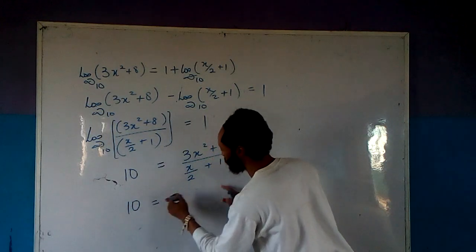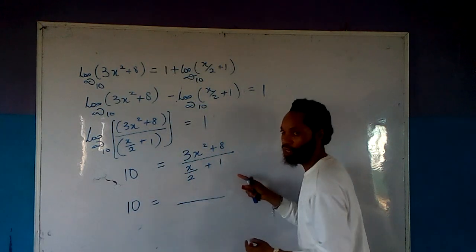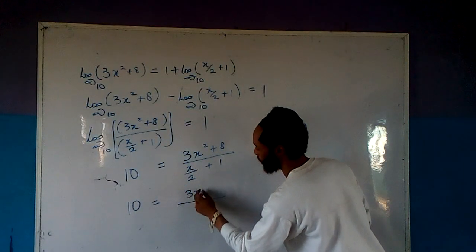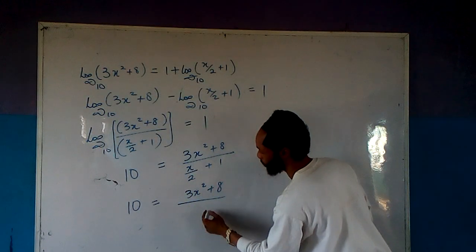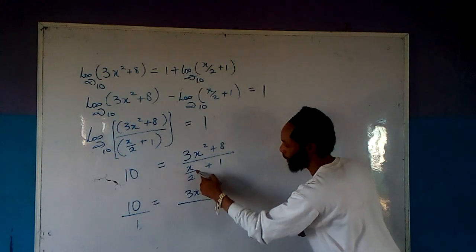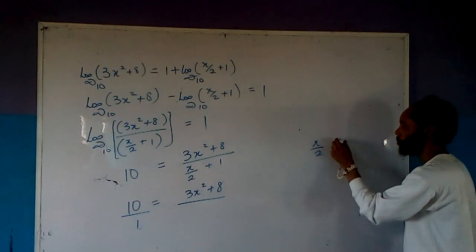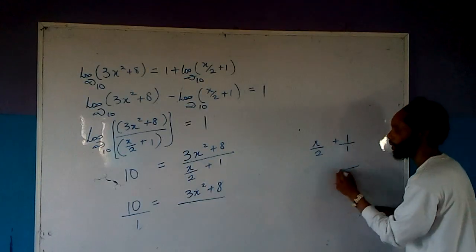So here, 10 equals, if you solve, we have 3x squared plus 8. This number is over 1. Then if you solve this x over 2 plus 1, you could say 1 over 1.